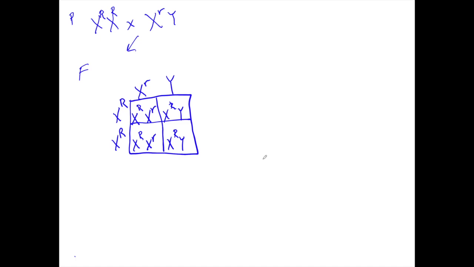Okay. Now anything that has at least one uppercase R is going to have red eyes. So this has an uppercase R, so that's going to have red eyes. This has an uppercase R, so that's going to have red eyes. This has an uppercase R, so that's going to have red eyes. This has an uppercase R, so that's going to have red eyes.